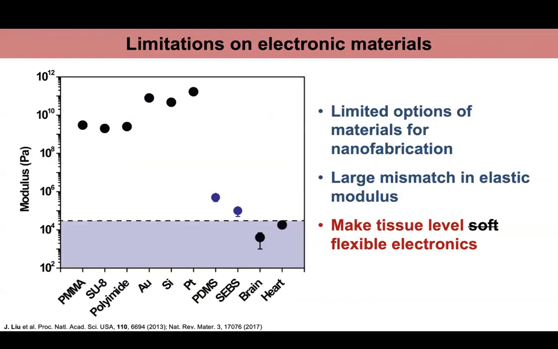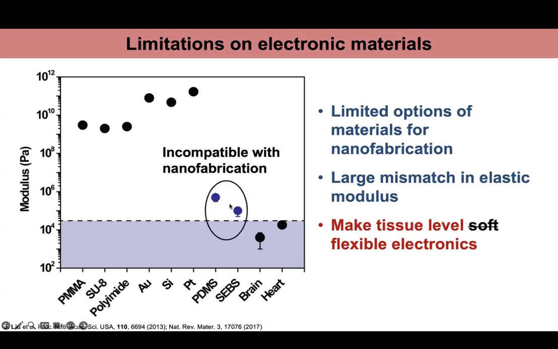But it turns out that in the very beginning, we could not even make tissue-level soft electronics at all. All the materials that can be used for nanofabrication, such as SU8 or polyimide, which are dielectric materials, or gold, silicon, and platinum, which are metals, the conductors, have a Young's modulus at least 6 orders of magnitude higher than that of biological tissue. There are elastomers like PDMS or SEBS that have tissue-level soft mechanical properties, but they are not compatible with high-resolution nanofabrication at all.